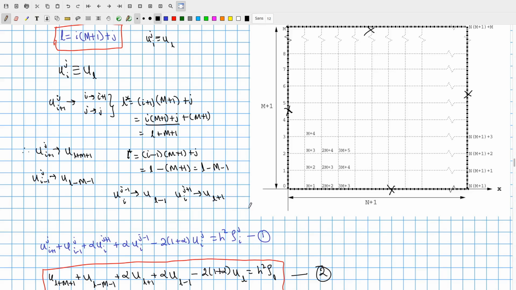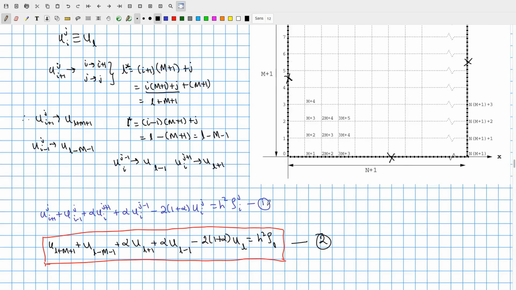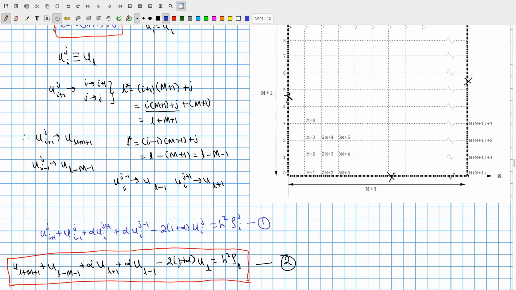Okay, so let us consider why it is not valid at the boundary. We will take up certain examples of these indices, and we will see how this equation will look in this grid plot. Before we see how this equation is going to connect those grid points, let us see, because of converting from the two indices into a single index, how the boundary conditions are going to change.